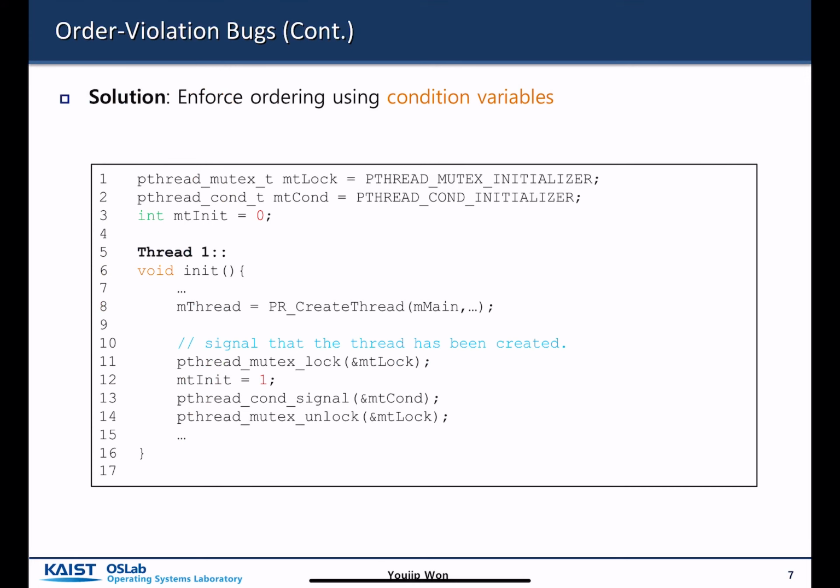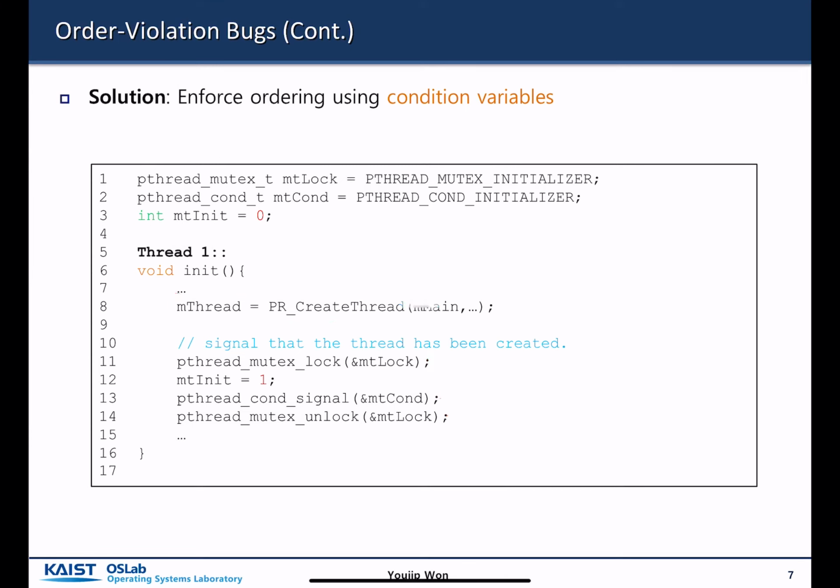So we're going to use a condition variable to enforce the order between the two. A condition variable is used for just that purpose. We first initialize the thread here, and then we signal that the thread has been created. This is a standard design pattern of using condition signal. We acquire the lock, update the state variable, send the signal, and then unlock. So this is the standard pattern.